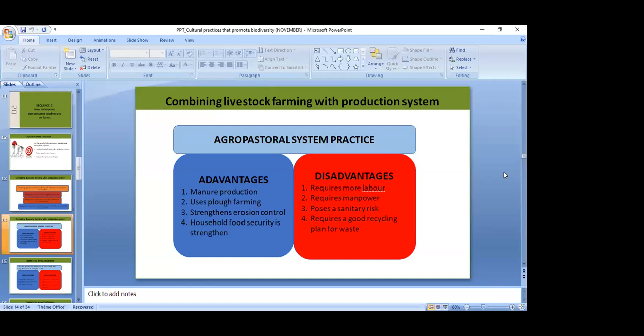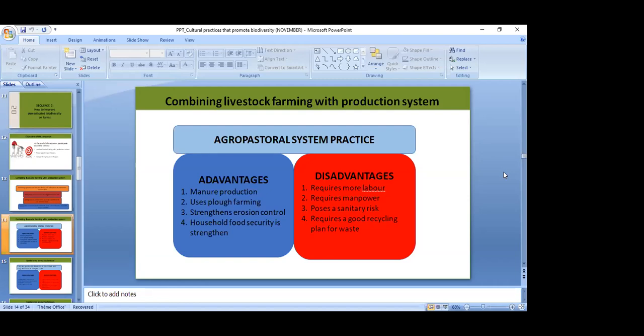However, the disadvantage is that it requires more labor. By the time I pack the poultry dungs, the droppings, and I'm applying them on the land, it's labor. It is actually labor. So it also requires manpower. When I need to do it myself, of course, I know what it takes. And if I have to contract it out, I pay. So it requires manpower.